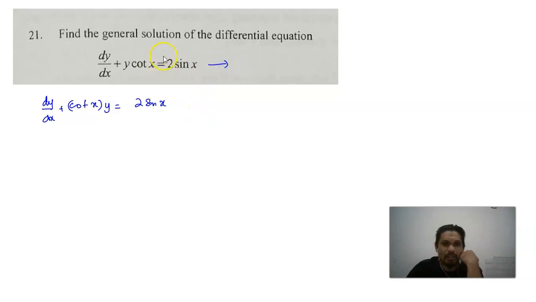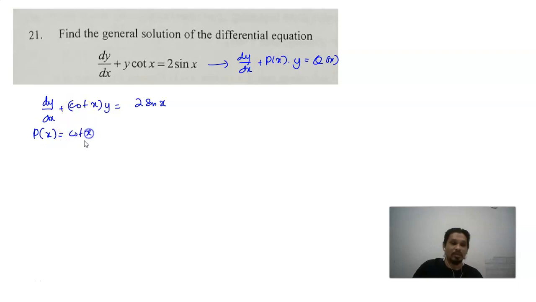This equation is already in the general form dy/dx plus P(x) times y equal to Q(x). So let's label it here now. P(x) equals cotangent x, which is cos x divided by sine x. Cotangent is cos divided by sine, and Q(x) equals 2 sine x.